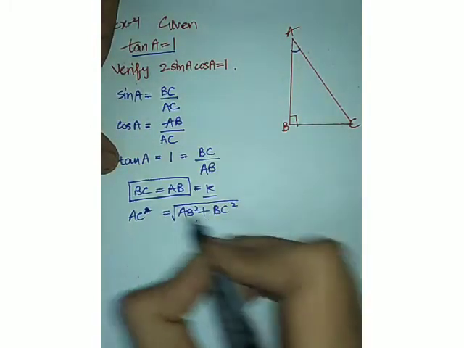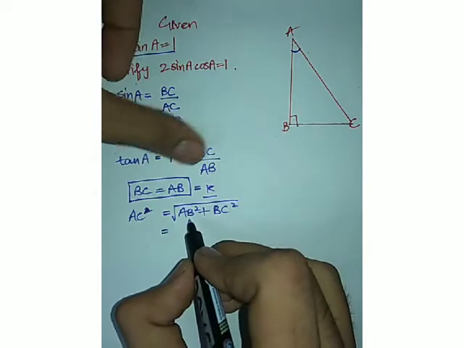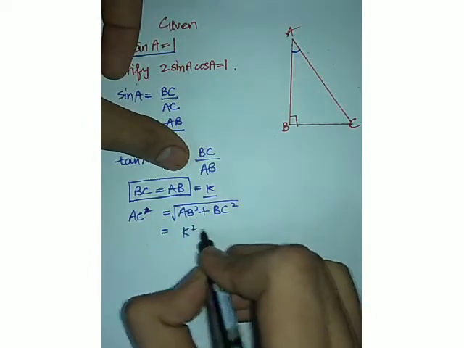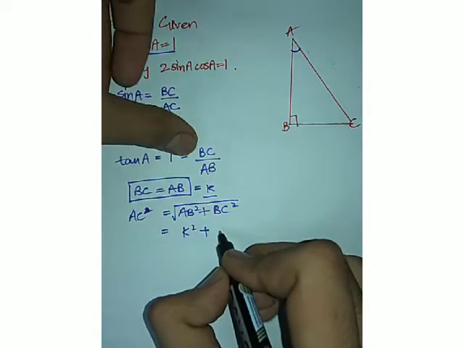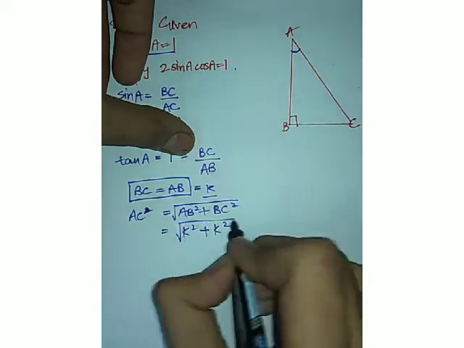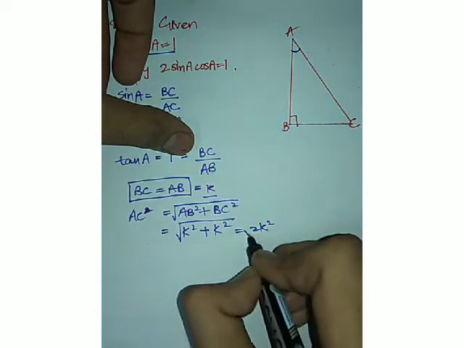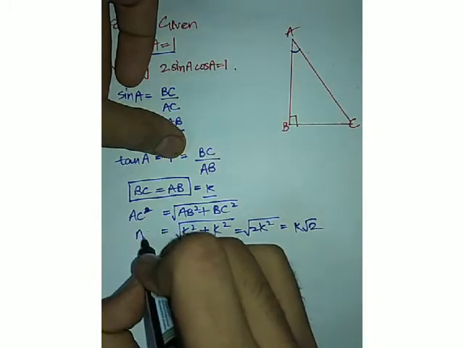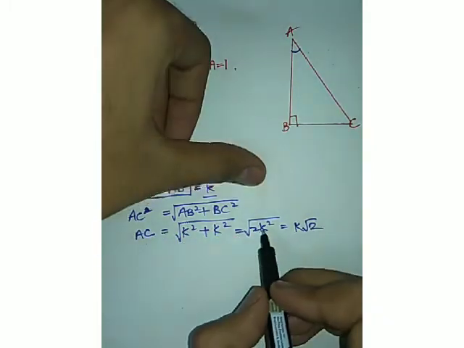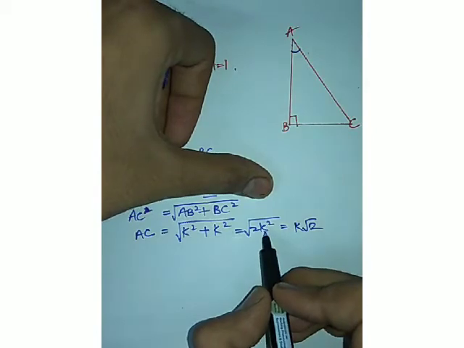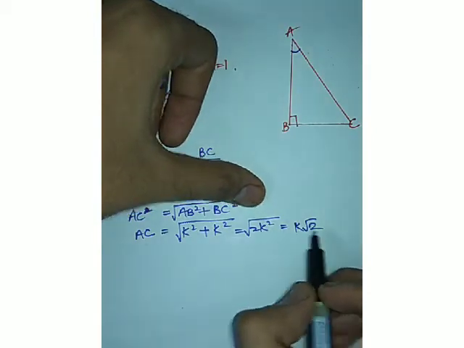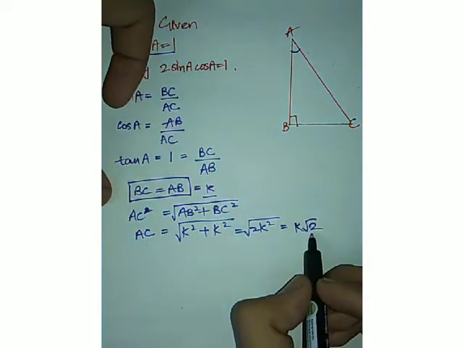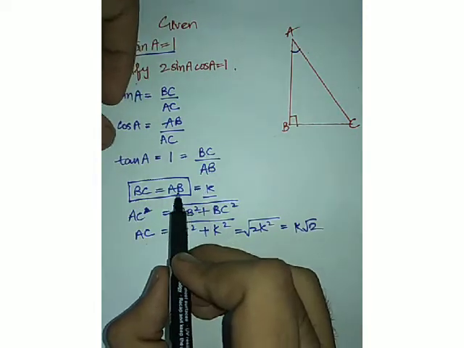So AC is equal to root of AB square plus BC square. What's AB? That is K square. What's BC? That is K square as well. Root of 2K square. What will you get? K root 2 as the value of AC, because when K square is taken out of the root, you will get K only, and root 2. So AC is equal to K root 2. You have BC equal to K, you have AB as well.